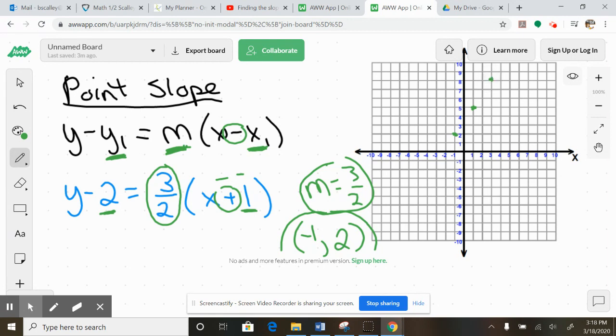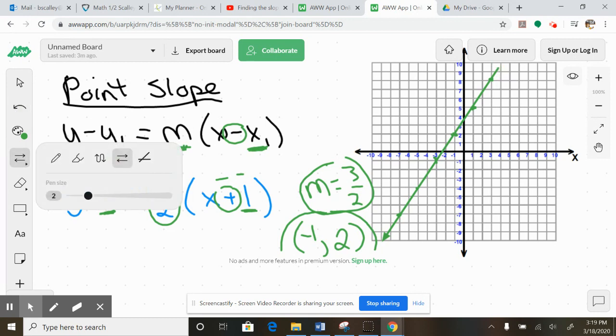Once you run out of room, if you want to reverse your slope, rather than going rise 3 and right 2, rise 3, right 2, I can go down 3, left 2, down 3, left 2, and I can just keep going. Let me get another tool here. Once I connect all these points, I should get a line that sort of looks like this with an arrow at both ends. Looks like that.